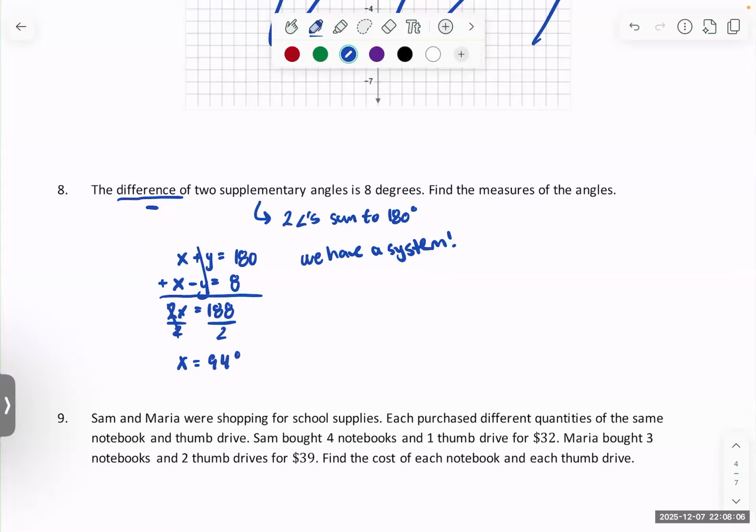94 degrees. So that's one of the angles. And to find the other one, plug it back in. So 94 plus y equals 180. It doesn't matter which one.